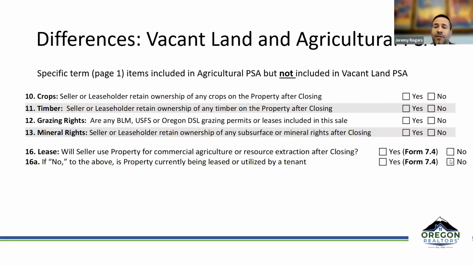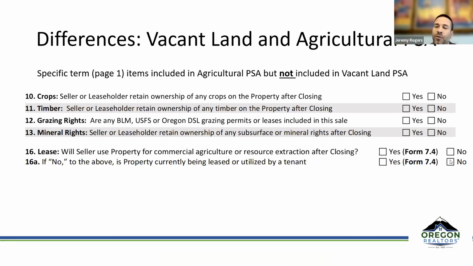And so again, if you're ever on the line, you're not sure, is this property being used for agricultural uses or is it vacant land? Use the agricultural sale agreement, because the parties are going to be more protected and be prompted to deal with more issues that could be relevant. But let's just talk about what some of those items are that you're going to find in the agricultural sale agreement that you will not find in the vacant land agreement.